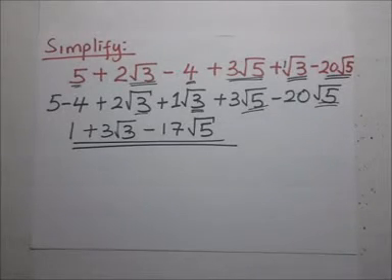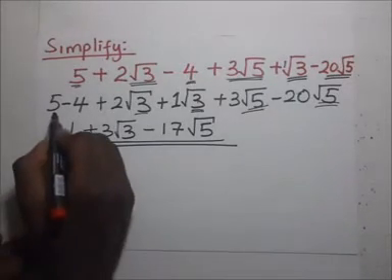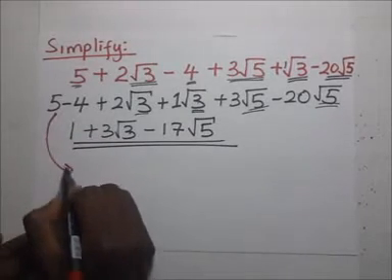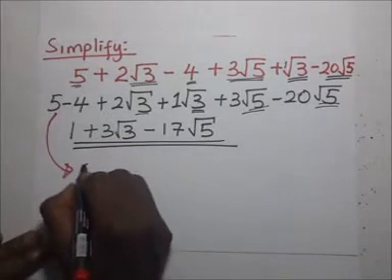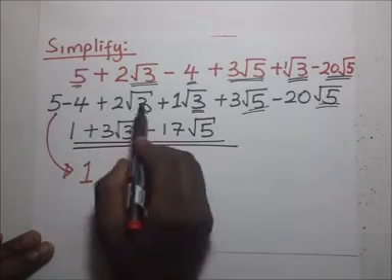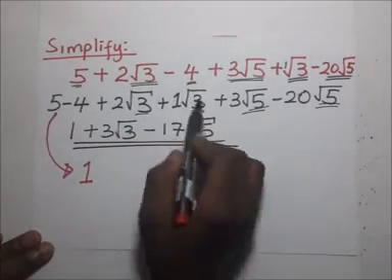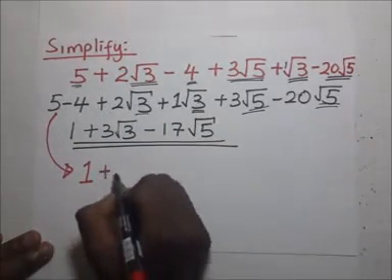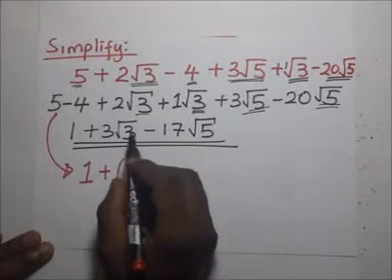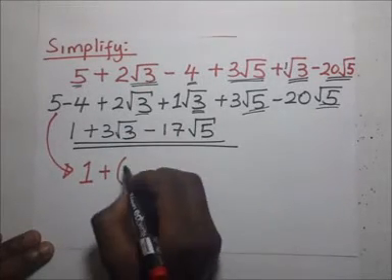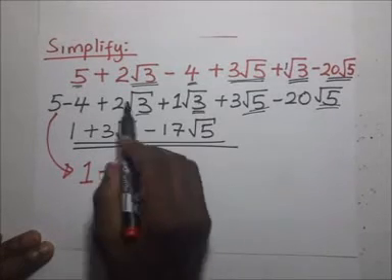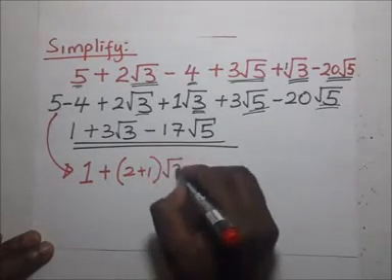Now another person would do it like this. From this step, he would come and do it like this. This is 5 minus 4, which is 1. Plus, now we have root 3 here, we have root 3 here. So he says plus, 2 plus 1 in brackets, and leaves root 3 outside the brackets.